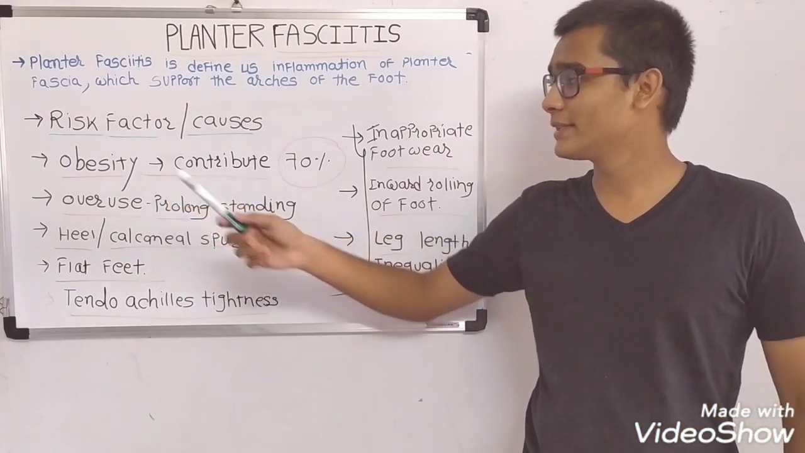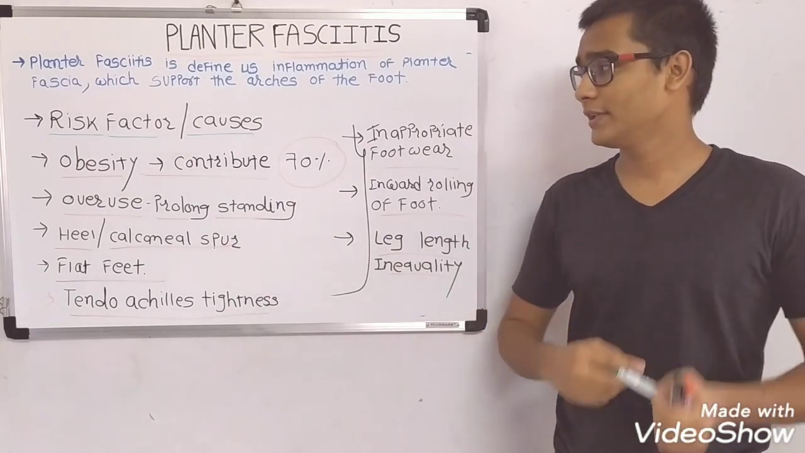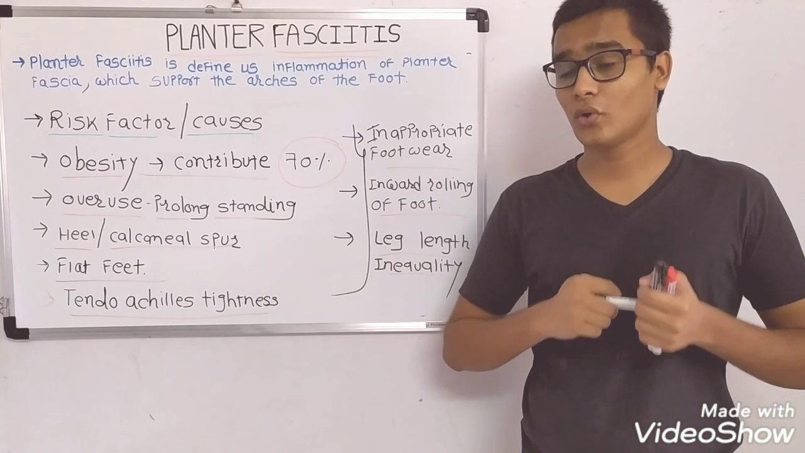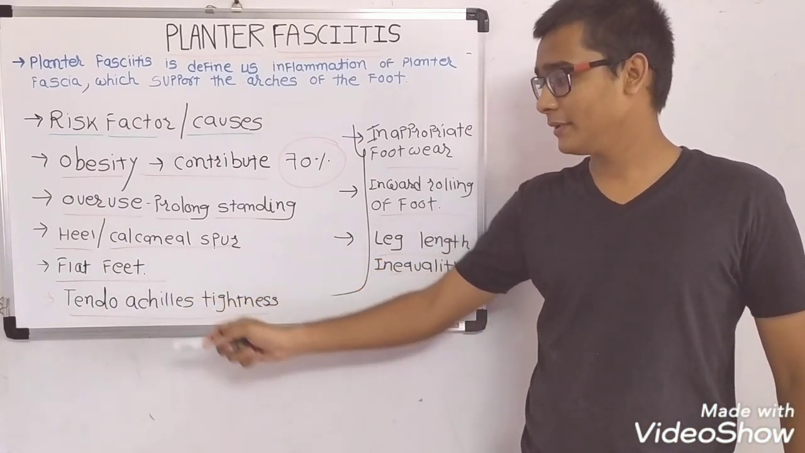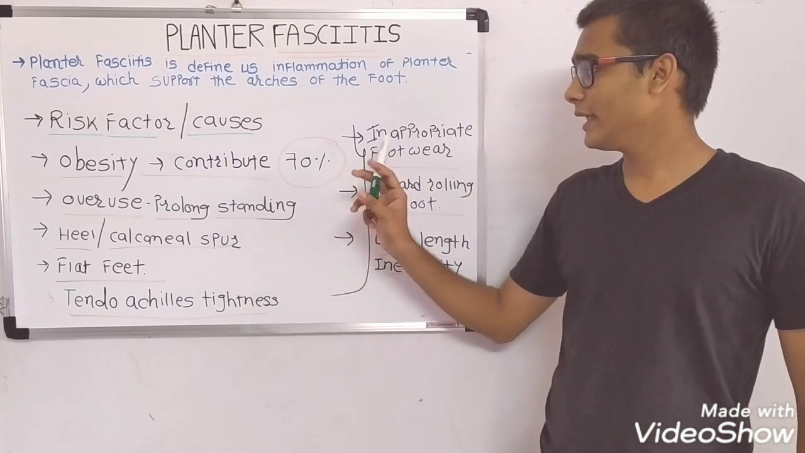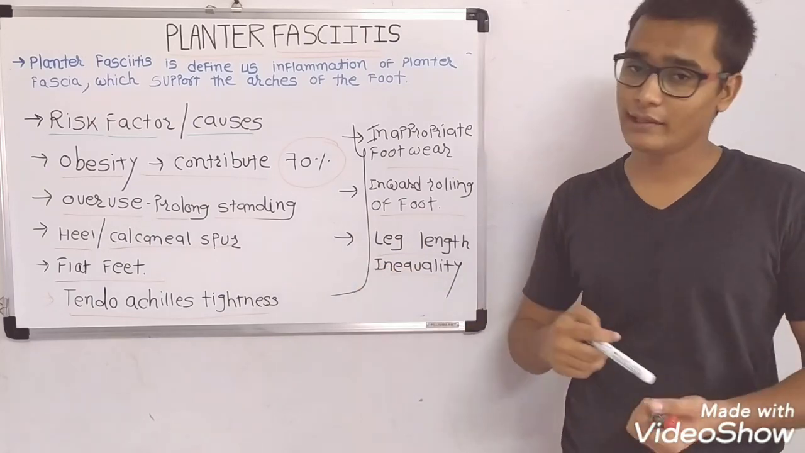So, first one is obesity. Obesity contributes for 70% in cases of plantar fasciitis. Second is overuse or prolonged standing. Third is heel or calcaneal spur, flat feet, tendo-Achilles tightness, inappropriate footwear, inward rolling of foot and leg length inequality.